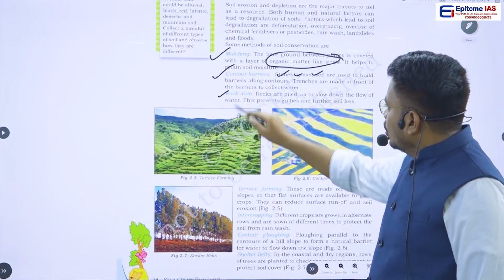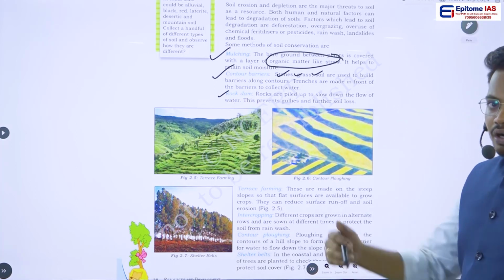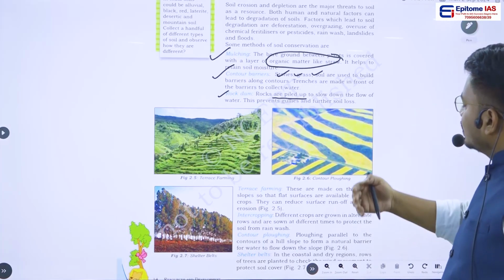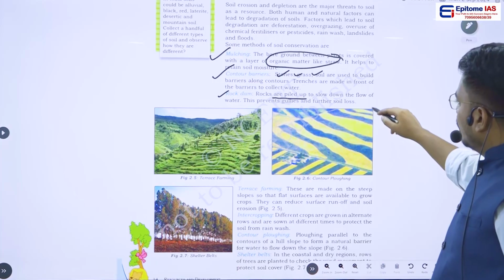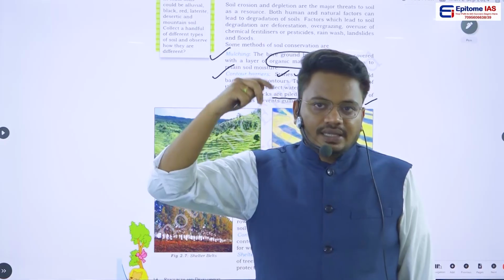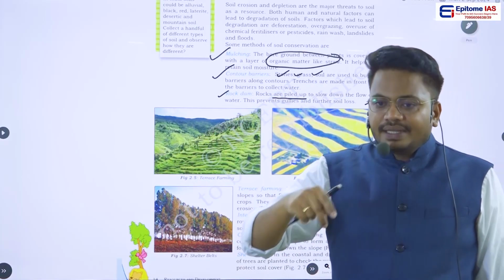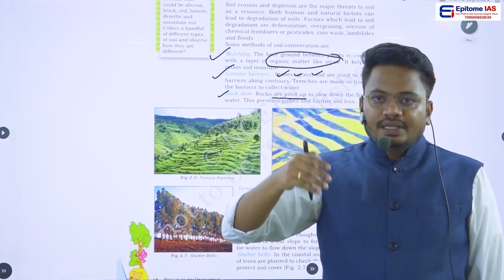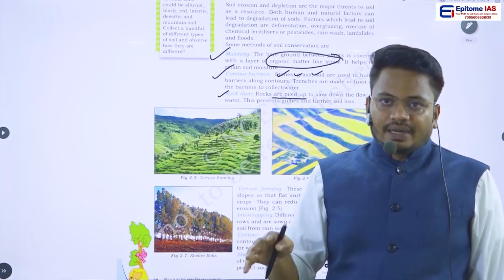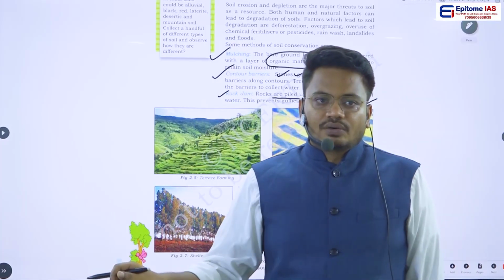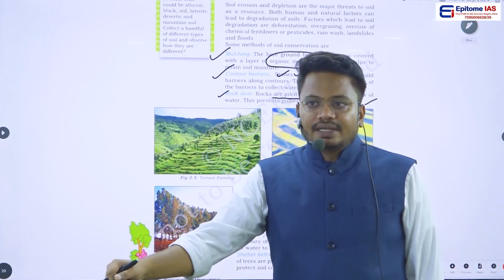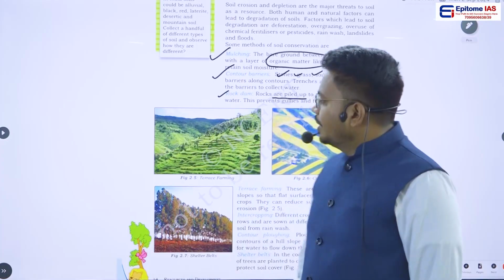Okay, then rock dam. Rock dam is also an important method. Here, rocks are used. They will be piled up to slow down the flow of water. So what happens if there is a flow of water? When there is flow of water, obviously the small particles will start running off with the water. The water will be moving the particles from one place to another, those granules will be moving. So in order to stop that soil degradation or soil erosion, we will be using rock dams.